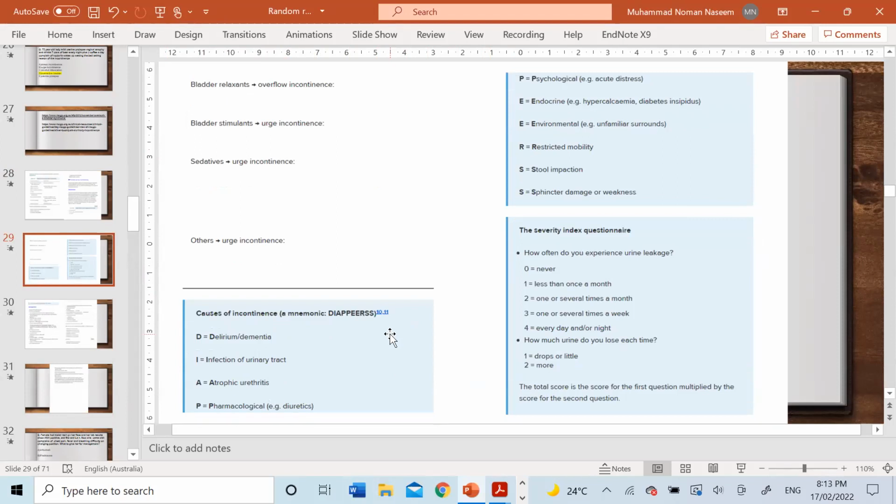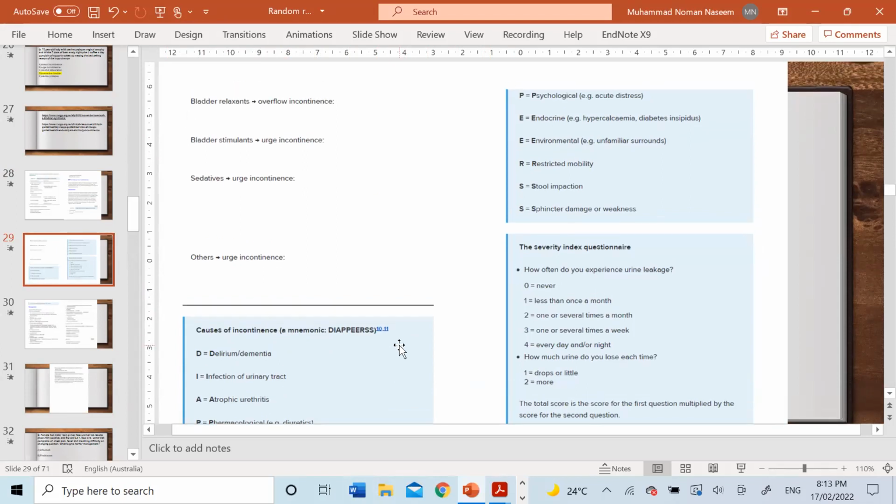We check the patient for delirium, dementia, infection of the urinary tract, atrophic urethritis. We ask about the diuretic drugs they're taking. Are they under any kind of psychological stress? Do they have any endocrine conditions like diabetes or hypercalcemia? In the environment, we ask them about the kind of stuff they are putting inside their bodies, or the environment like unfamiliar surroundings can also cause it. Restricted mobility and stool impaction are also causes because they put pressure on the bladder, and sphincter damage is also there.